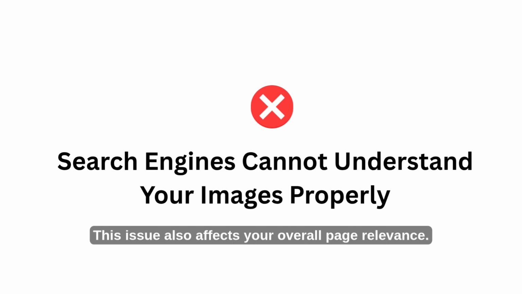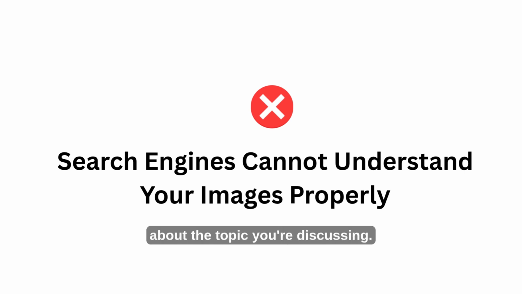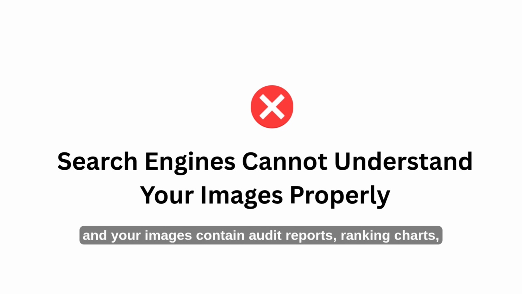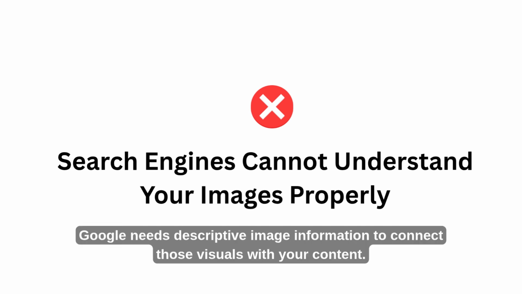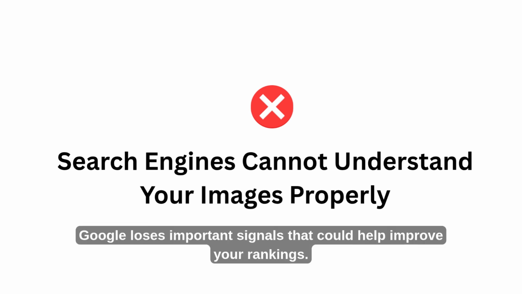This issue also affects your overall page relevance. Every image on a page can provide additional context about the topic you're discussing. For example, if your article is about search engine optimization audits and your images contain audit reports, ranking charts, or search engine optimization dashboards, Google needs descriptive image information to connect those visuals with your content. Without proper image optimization, Google loses important signals that could help improve your rankings.